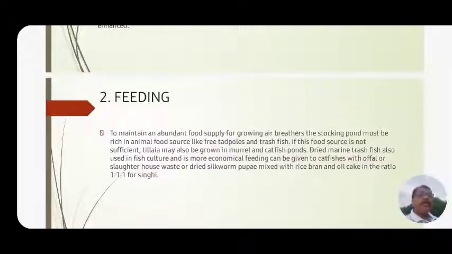Dried marine trash fish is also used in fish culture.